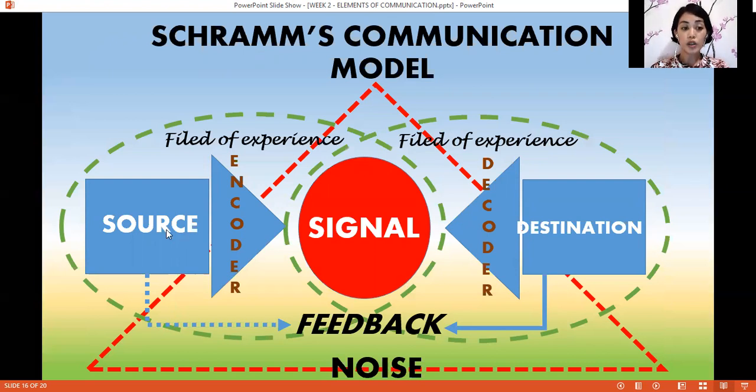You can see here the source, this is the person, and the destination is the person. The encoder is like the phone. I am the source, and then I would encode the message, and through the signal, I am going to send it. Using the signal, I can send it to the other phone which would receive the message. Once it has been decoded in the cell phone, it can reach the destination, case to case basis, if the person is holding the phone. And as you can see also, there is the field of experience.